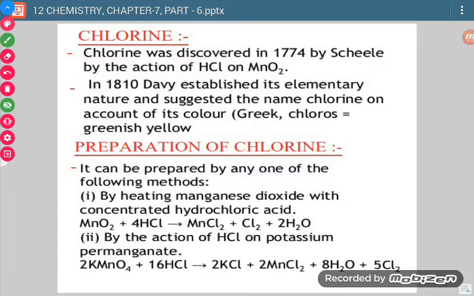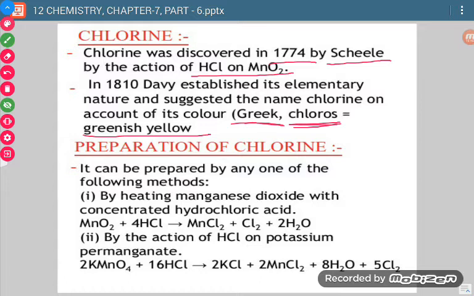Chlorine was discovered in 1774 by Scheele by the reaction of hydrochloric acid on MnO2. In 1810, Davy established its elementary nature and suggested the name chlorine on account of its color. Its color is greenish yellow, and in Greek chloros means greenish yellow. On the basis of that, Davy gave the name chlorine.